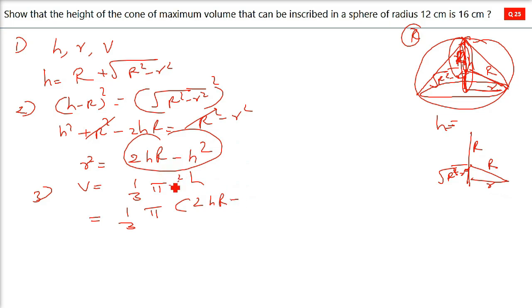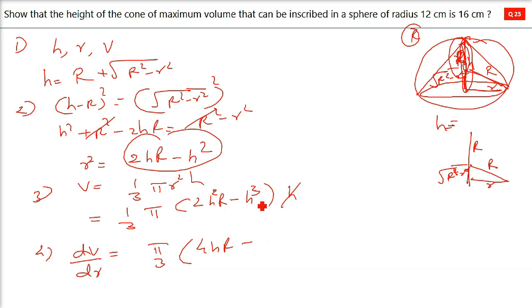You can also mark this as equation 1, and you can just say in English that we are replacing equation 1 in equation 2. Equation 2 can be v equals 1 by 3 pi r square h. That is the way you need to put it on paper. Now the fourth thing will be actually dv by dh. We are differentiating it now and we have to put it as 0 also. So I am differentiating this expression now. Once I have differentiated it, pi by 3 and bracket 4hR minus 3h square, dv by dh equals 0.